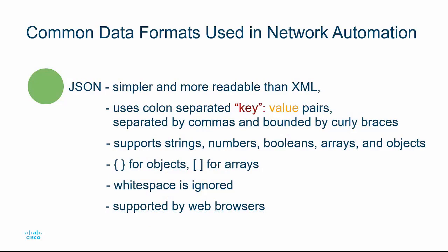JSON is simpler and more readable than XML. It uses colon-separated key value pairs, where the key is surrounded by quotes. JSON objects are separated by commas and bounded by curly braces. The objects can support strings, numbers, booleans, arrays, and other objects. Objects are surrounded by curly braces and arrays are surrounded by brackets. Whitespace is ignored, and JSON, like XML, is supported by web browsers.